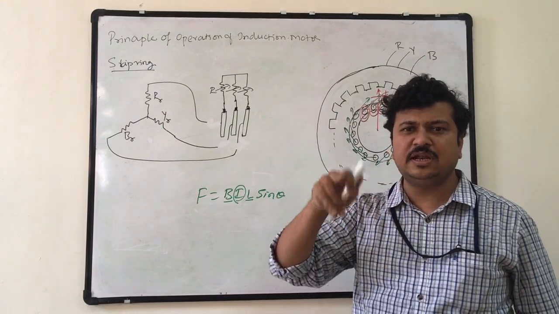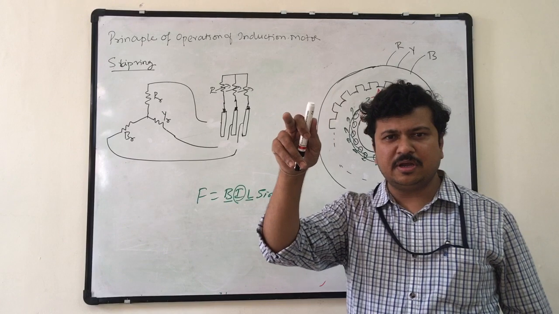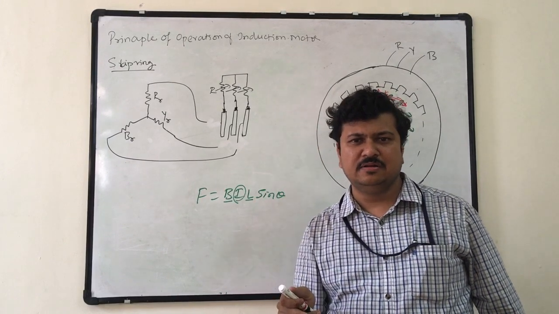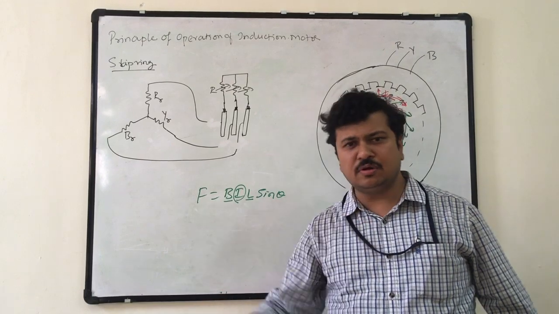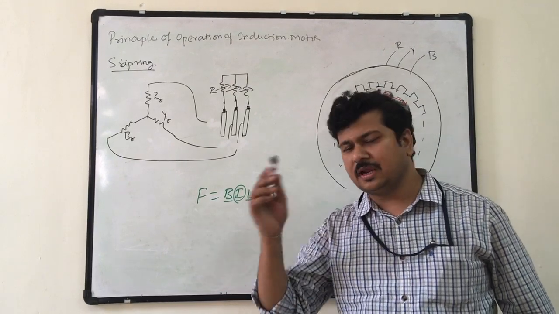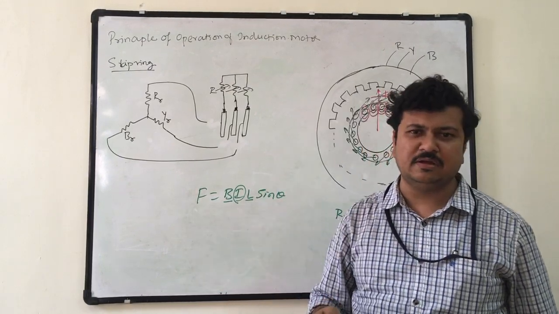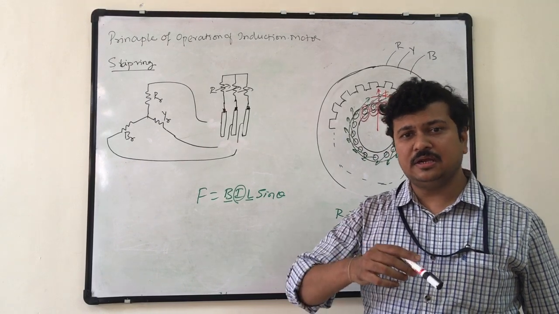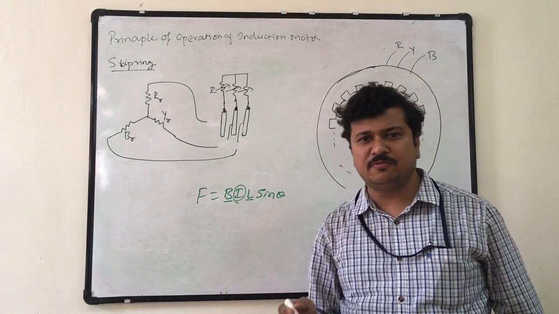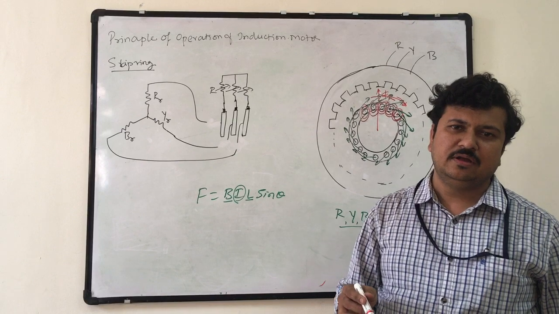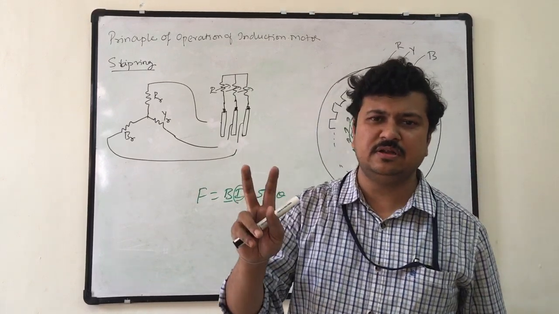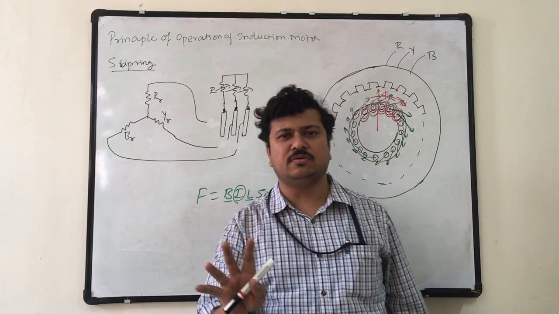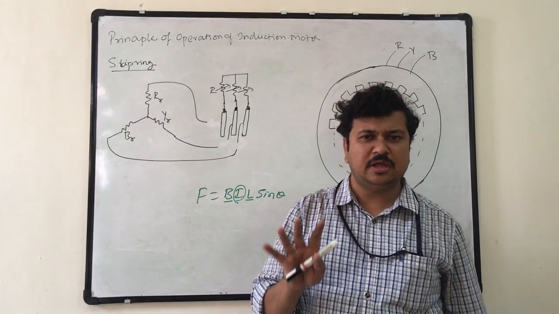Main cause is relative motion between the rotating magnetic field and the conductor. The moment it gains the force, it tries to oppose that force. It tries to oppose that relative speed. Hence, it starts rotating along the direction of rotating magnetic field. Now you know that when two bodies move in the same direction with the same speed, the relative speed is 0.